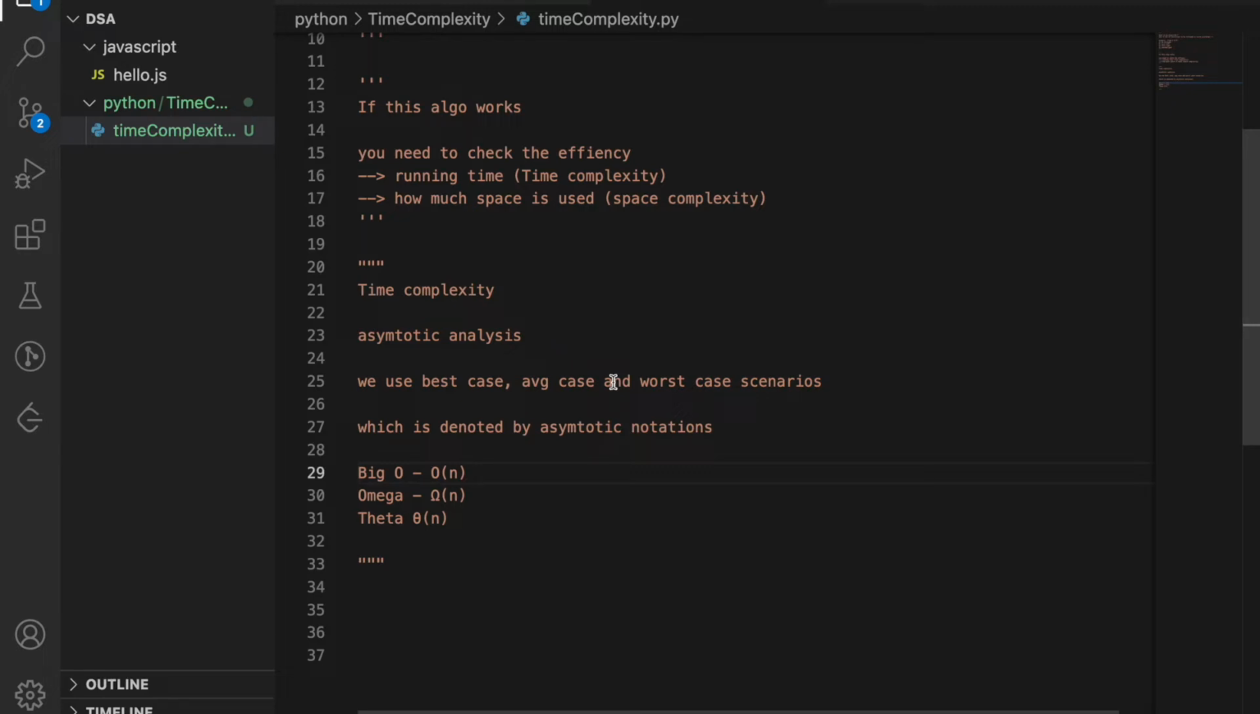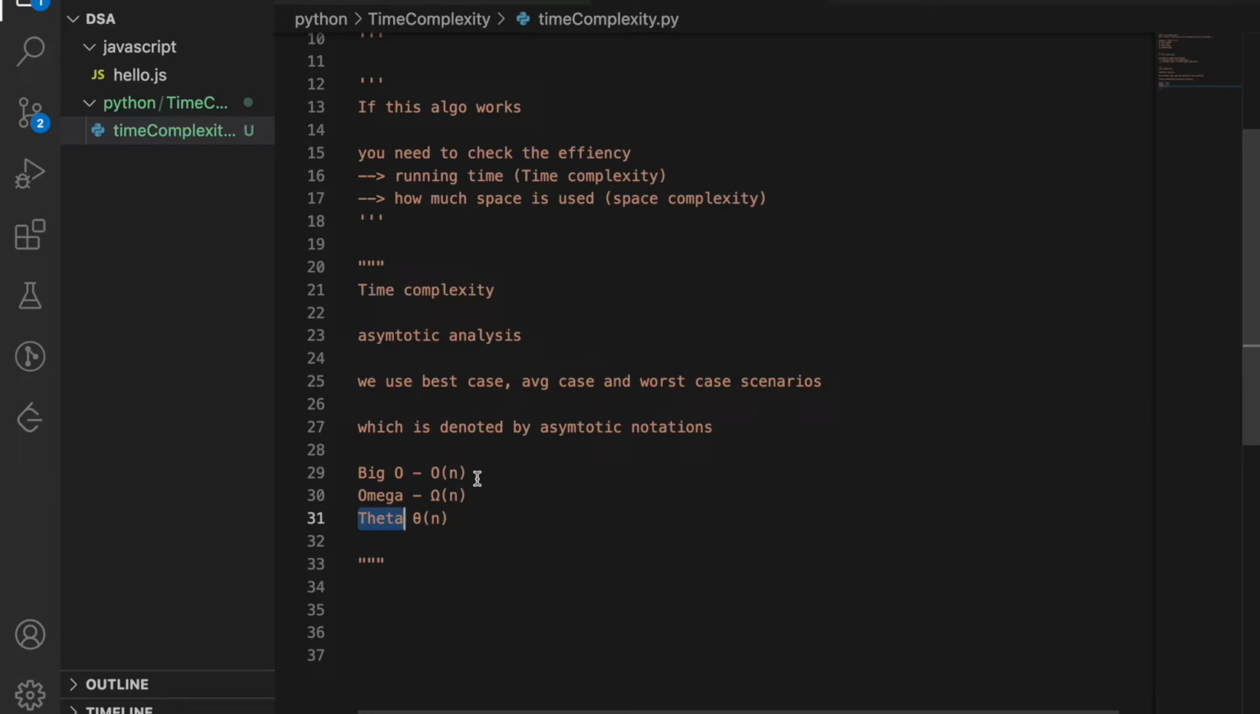So in order to remove this machine dependency, in order to test these algorithms or to compare their efficiency, we use asymptotic analysis. It usually checks the best case, average case, and the worst case scenarios, and it is denoted by asymptotic notations such as big O, omega, and theta. For worst case scenarios, it uses big O notation, right? So we usually see big O notation, and it's very important, and we're going to see what big O notation is, or when you program it, right?